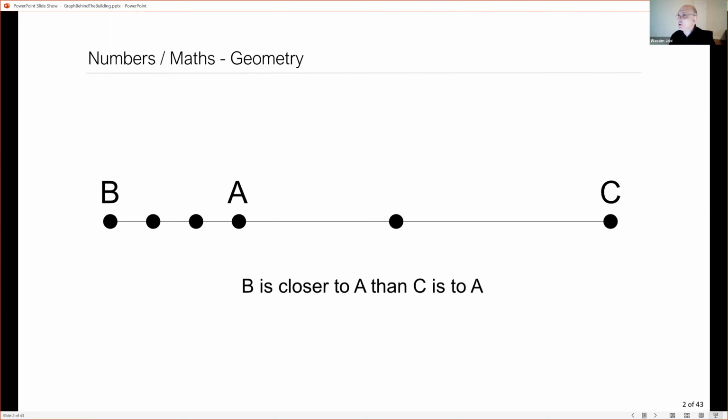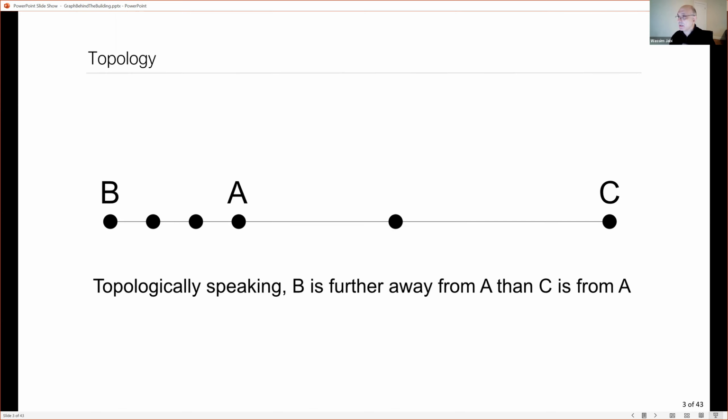If your framework is only geometry, that is 100% accurate. Yes, I can measure it and I can tell you by numbers that B is closer to A than C is to A. But there is more to it when we are talking about changing your frame of mind. When we are talking about topology, and topology means how things are connected to each other, simply adjacencies and networks, in reality, topologically speaking, B is further away from A than C is from A. And it all has to do with these strange black dots that I have put there. That's where the trick is.